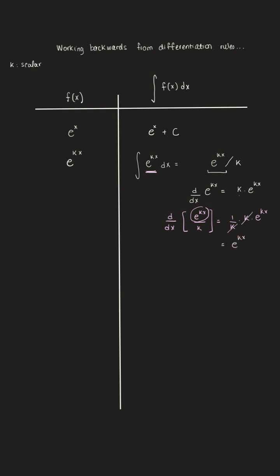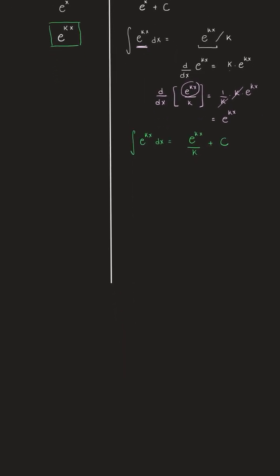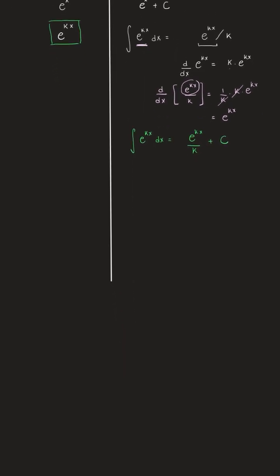So now we know that was a long way to go, but the integral of e to the kx dx will be e to the kx, but we have to divide by k so that when we differentiate and multiply by k, those k's will cancel. And of course, we'll add our arbitrary constant c because we're looking for a family of functions whose derivative is e to the kx.